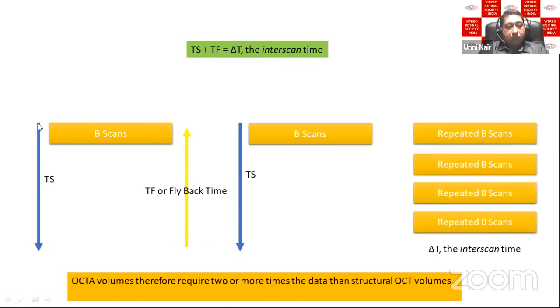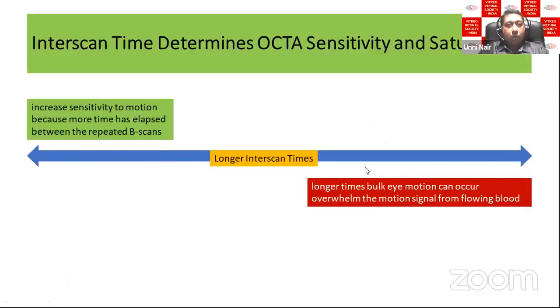The B scan takes a particular amount of time to scan a particular point in the retina. After that, the OCT has to go back to the initial point and scan it again. So the time for scanning plus what we call the flyback time is called the interscan time. Essentially, it is a time delay between each of these scans happening over here. And why is it so important? The whole sensitivity of the OCT angio to pick up flow is because of the interscan time.